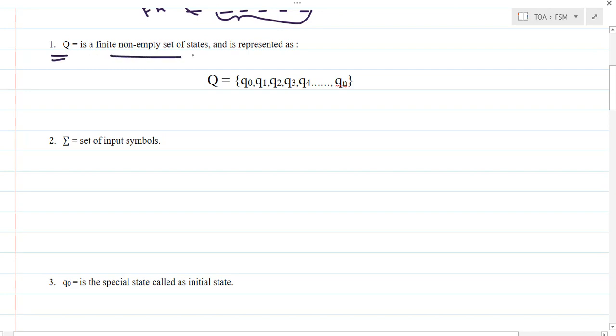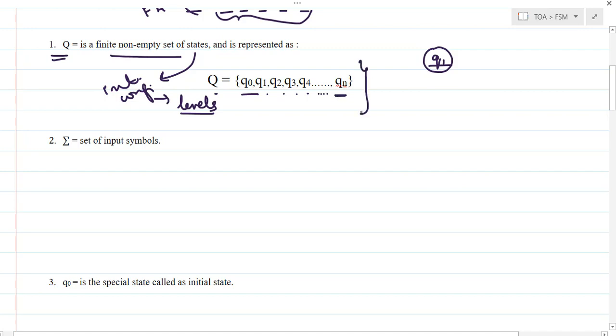So what are these states? As I already told you, these are the internal configurations, or you can also consider them to be the levels. A state is represented by a circle, and inside the circle we have the name of the state. For example, here I am writing Q1, so Q1 is the name of this state. Fine. So Q is represented as Q0, Q1, Q2, Q3, Q4 and so on up to Qn.